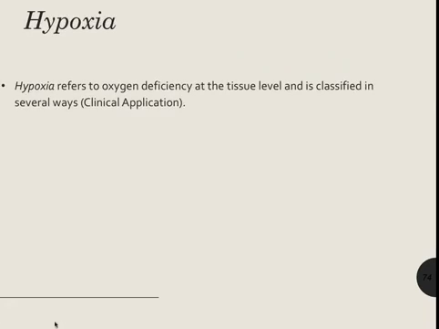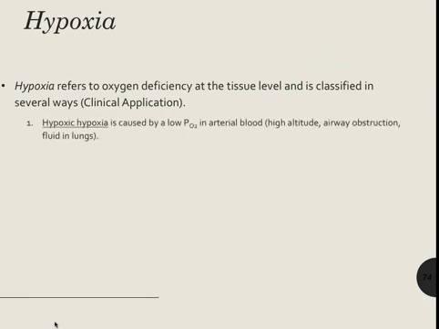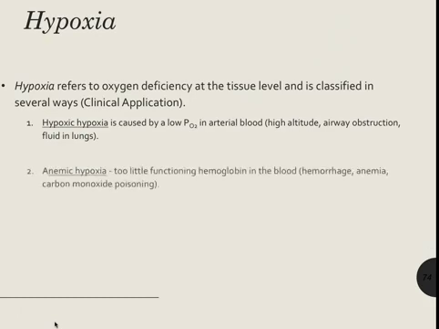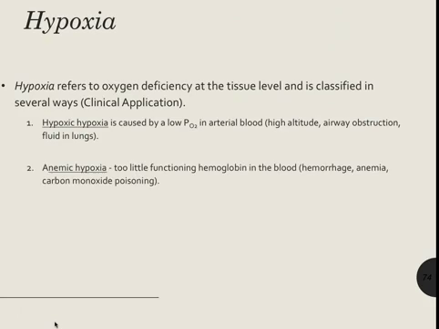So hypoxia simply is oxygen deficiency at the tissue level, and depending on how that happens, it's classified in different ways. So for example, hypoxic hypoxia is caused by low partial pressures of oxygen in arterial blood. So common things that would cause that: high altitude, airway obstruction, right, or fluid in the lungs. So any of those things that are caused by low partial pressure of oxygen in the arterial blood. Okay, and obviously the severity can vary.